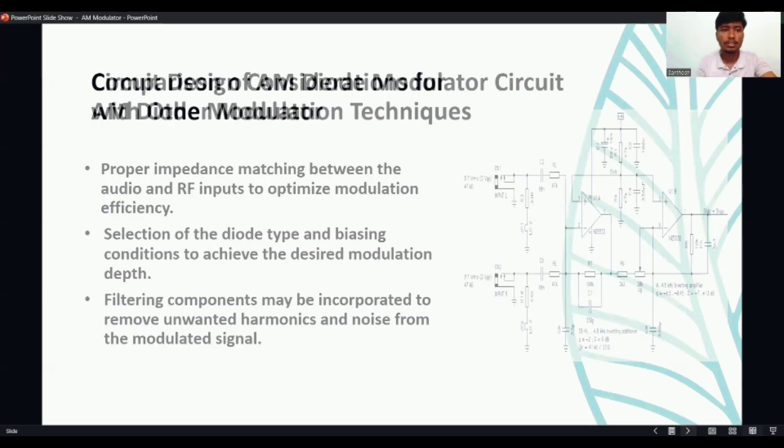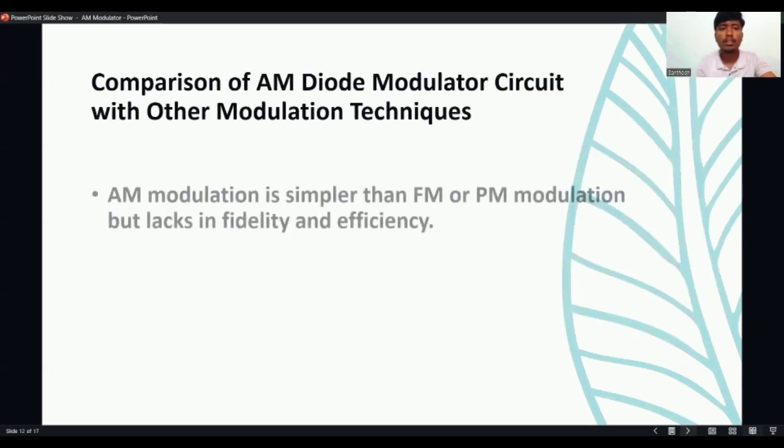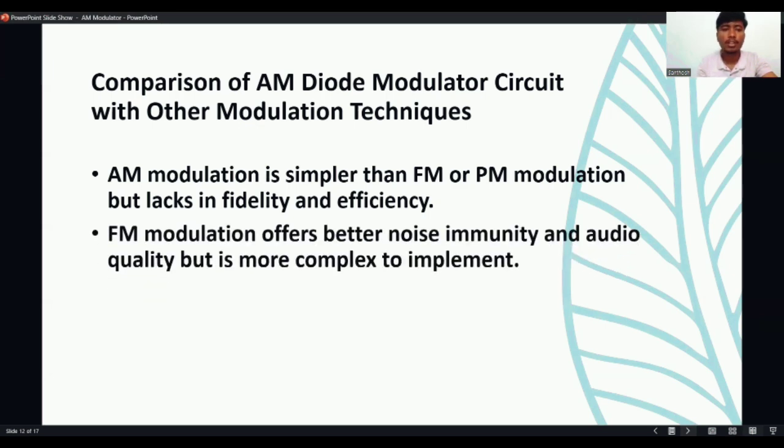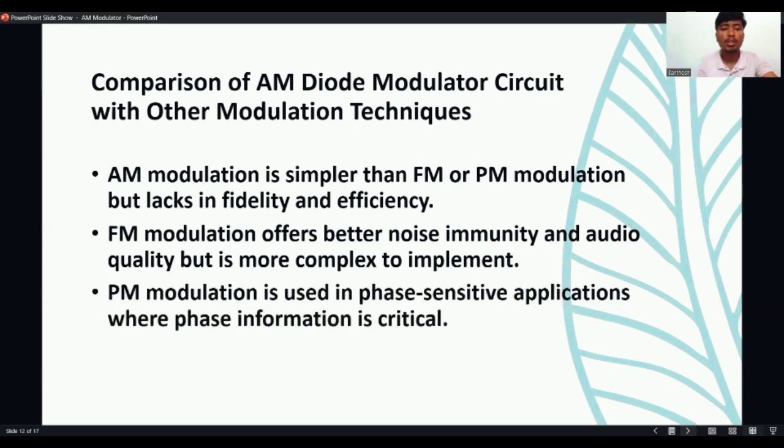And let us compare the AM diode modulator circuit with other modulation techniques. AM modulation is simpler than FM or PM modulation but lacks in fidelity and efficiency. FM modulation offers better noise immunity and audio quality but is more complex to implement. And PM modulation is used in phase sensitive applications where phase information is critical.